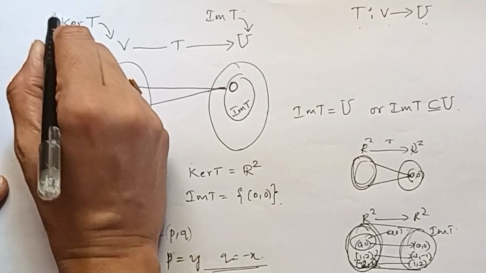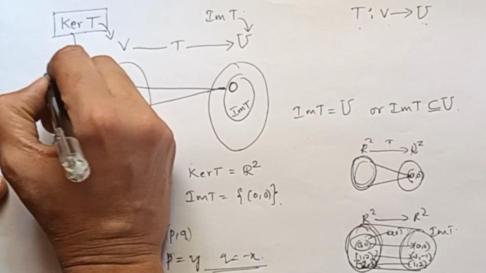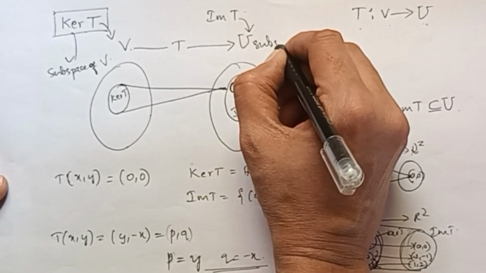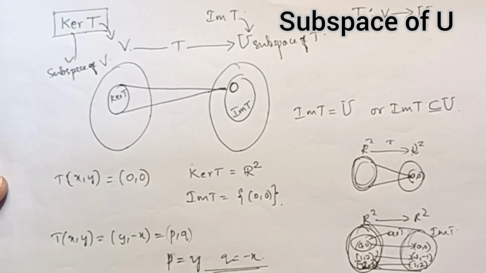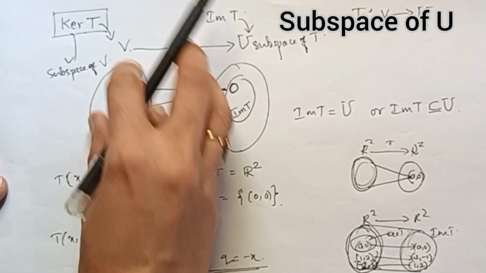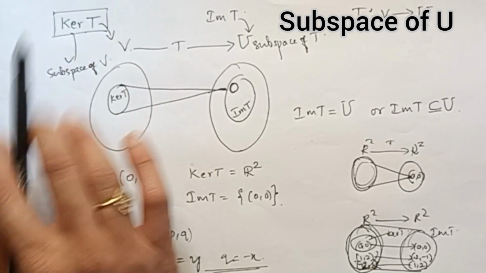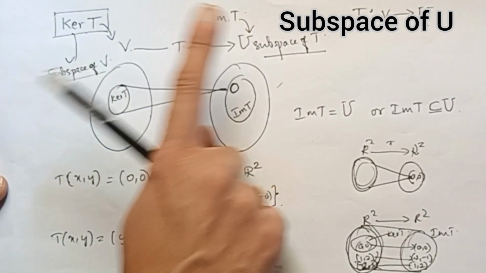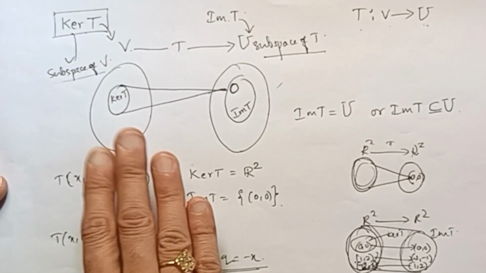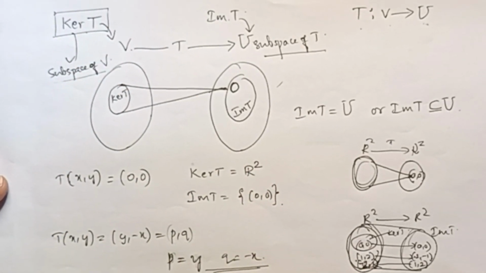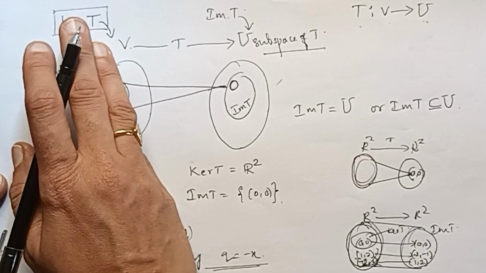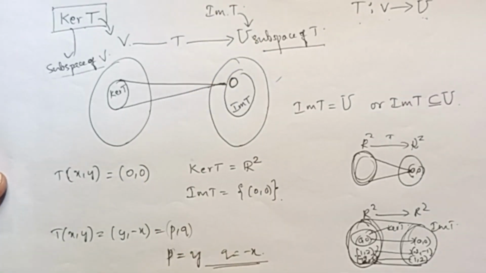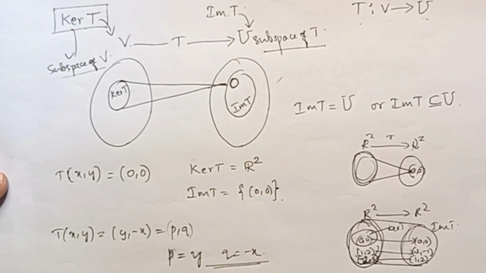And one more thing to remember is that the kernel of T is a subspace of V, and the image of T is a subspace of U. The kernel of T is not just a part of V, it itself forms a vector space. So if kernel and image are subspaces, then they act as vector spaces independently. Therefore, you will definitely have a number of elements in the basis of the vector space. That is the dimension of kernel T and the dimension of image of T. Hence it leads to the rank nullity theorem.